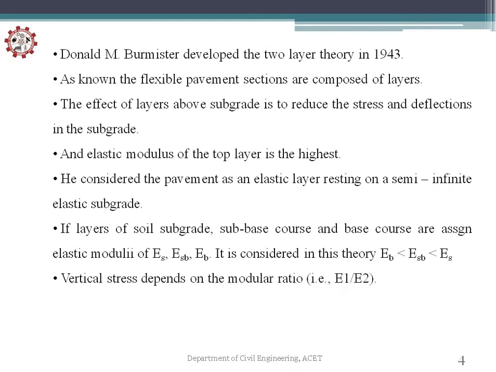So vertical stress depends on the modular ratio of E1 and E2, which we take from the graph given by Burmister, and vertical stress decreases considerably with increase in modular ratio.